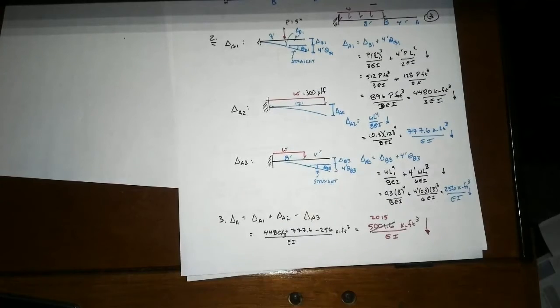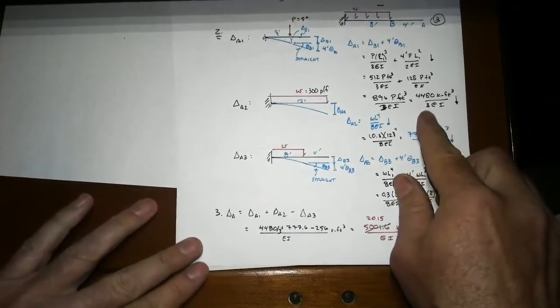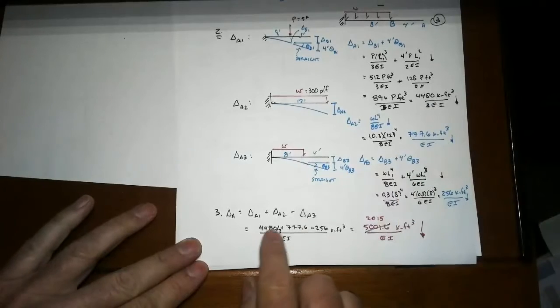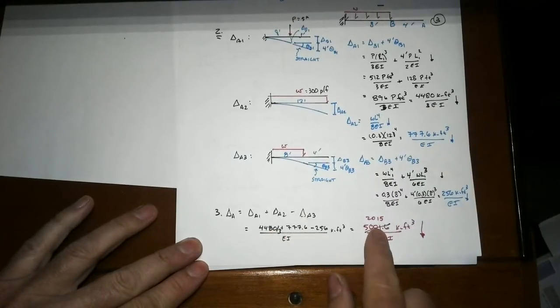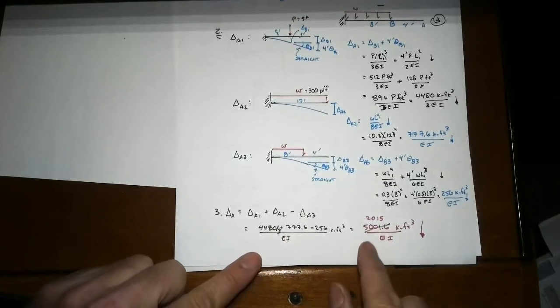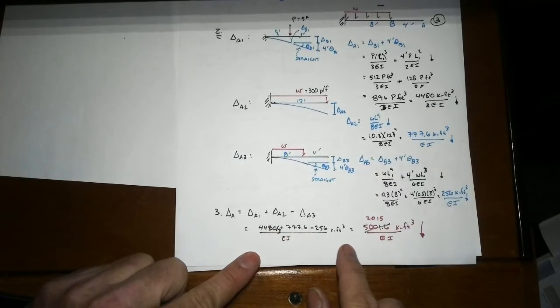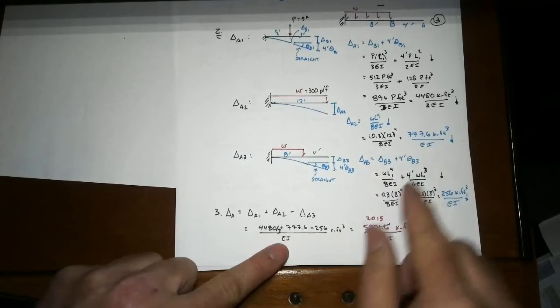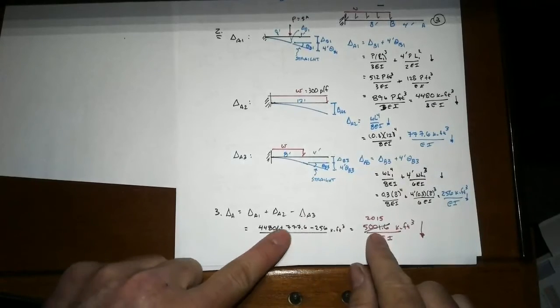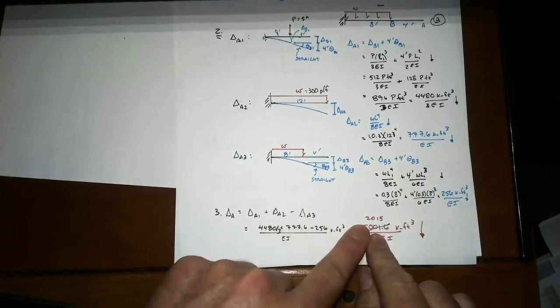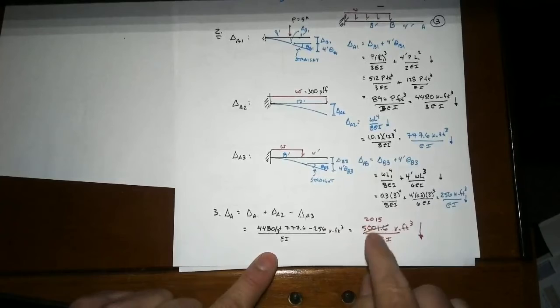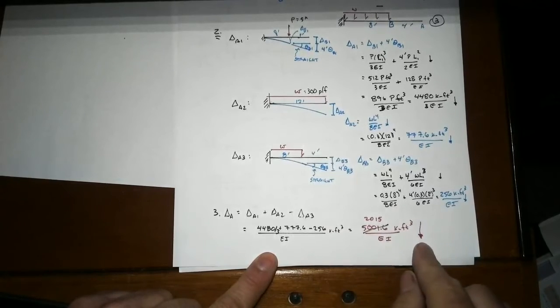And that's what you see going on here. You'll see that when I did the math initially, I made a mistake. I had the 4480 divided by 3 up here, but I forgot to carry that down. And so this number got to be much larger than I was expecting, and then it took me a little bit to go back and double check a few things and finally discover where I had made that numerical substitution error. But we do end up with 2015 kip foot cubed over EI, and it's acting downwards.